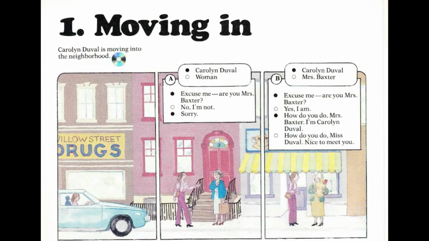Now listen to the conversations again and repeat each line. Excuse me, are you Mrs. Baxter? No, I'm not. Sorry. Excuse me, are you Mrs. Baxter? Yes, I am. How do you do, Mrs. Baxter? I'm Carolyn Duval. How do you do, Miss Duval? Nice to meet you.